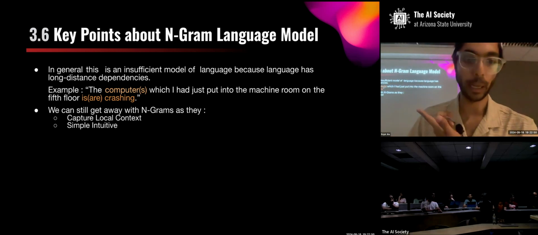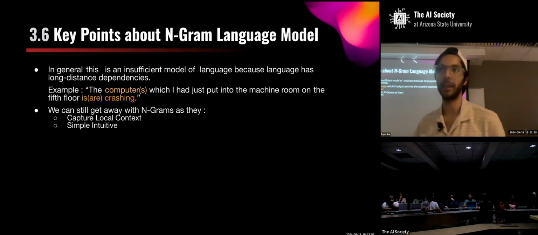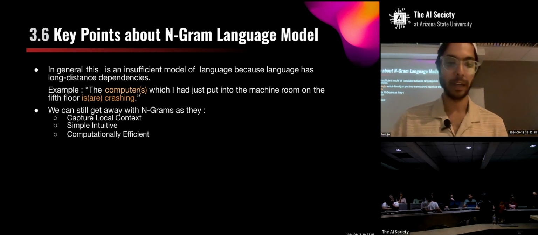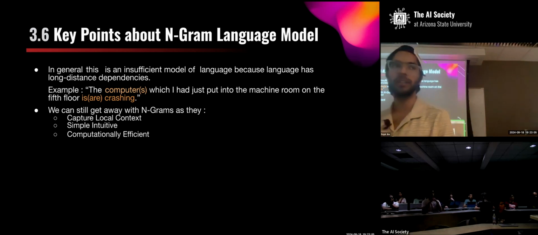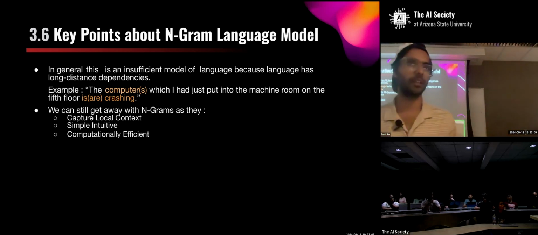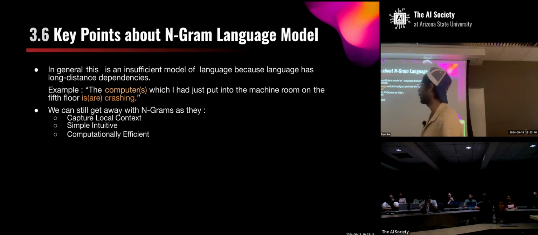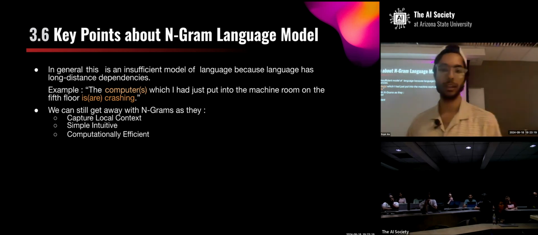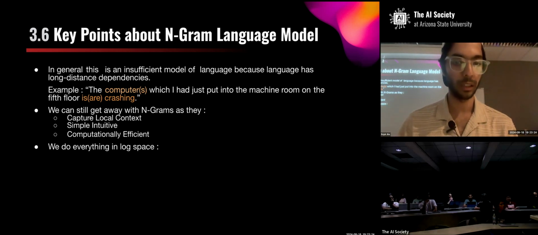As I said, it captures local context, and it is a very simple and intuitive way to introduce language models. And it is computationally efficient. Whenever I say computationally efficient, it is always relative to something. So it is computationally efficient relative to the current language models, right? Like ChatGPT or anything, n-grams are 1000 times more computationally efficient than those models.